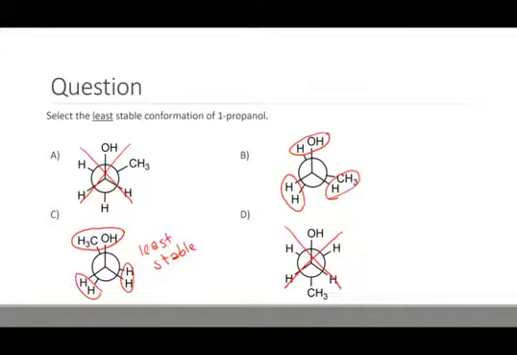So here where we have our methyl and our OH eclipsing each other, versus even though this is eclipsed with hydrogens, the OH and the methyl group are away from each other.